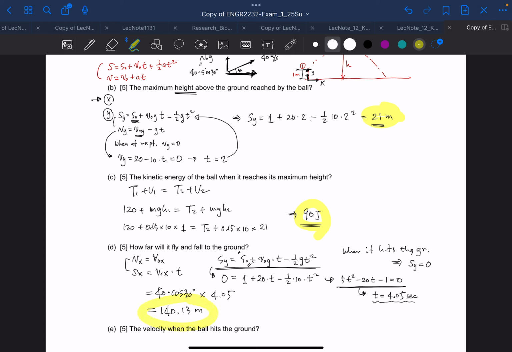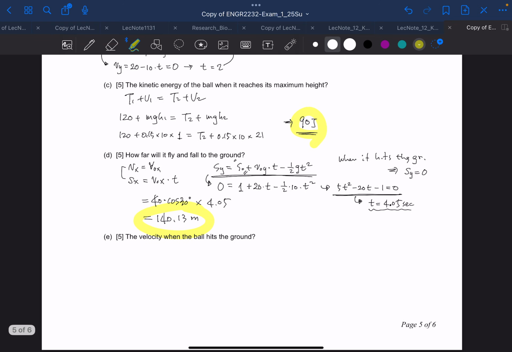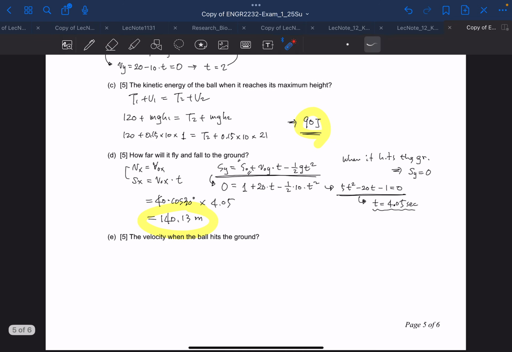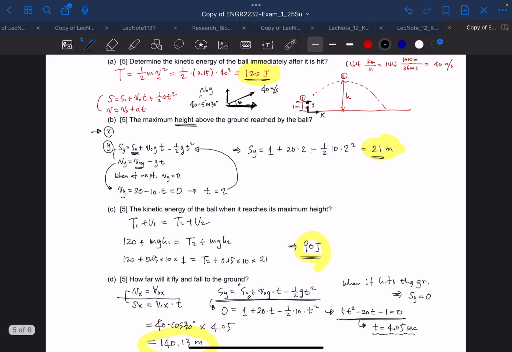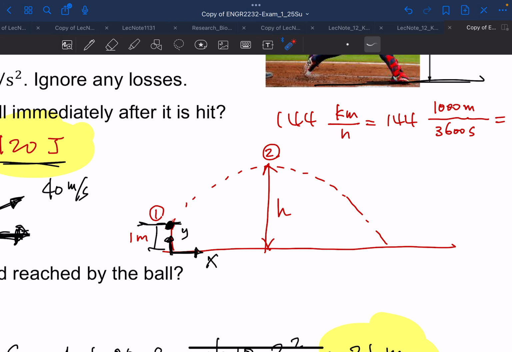Okay? And finally, we want to find out the velocity when the ball hits the ground. And so v of x and v of y, we need to find out. And v of x is going to be nothing but a constant. When this guy flies, the horizontal velocity remains the same, right?